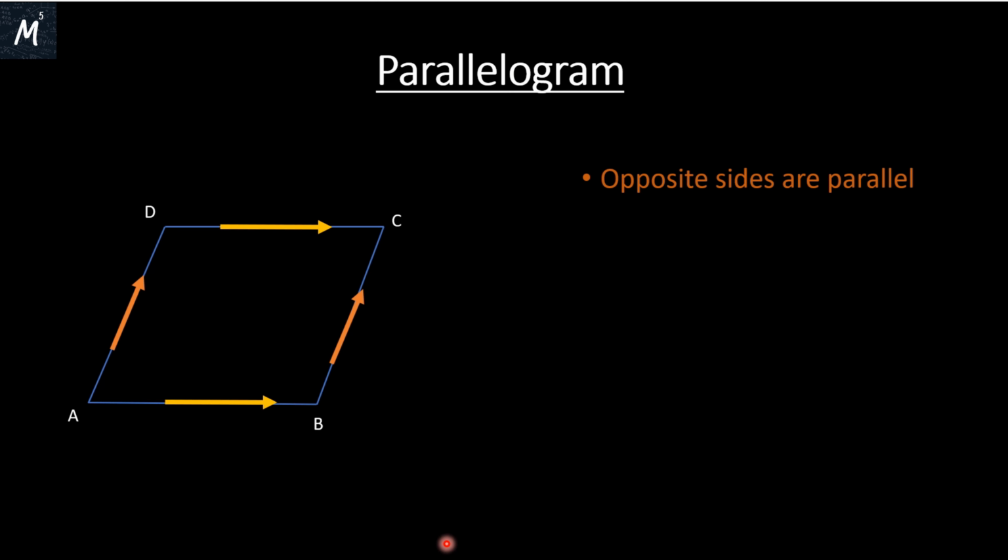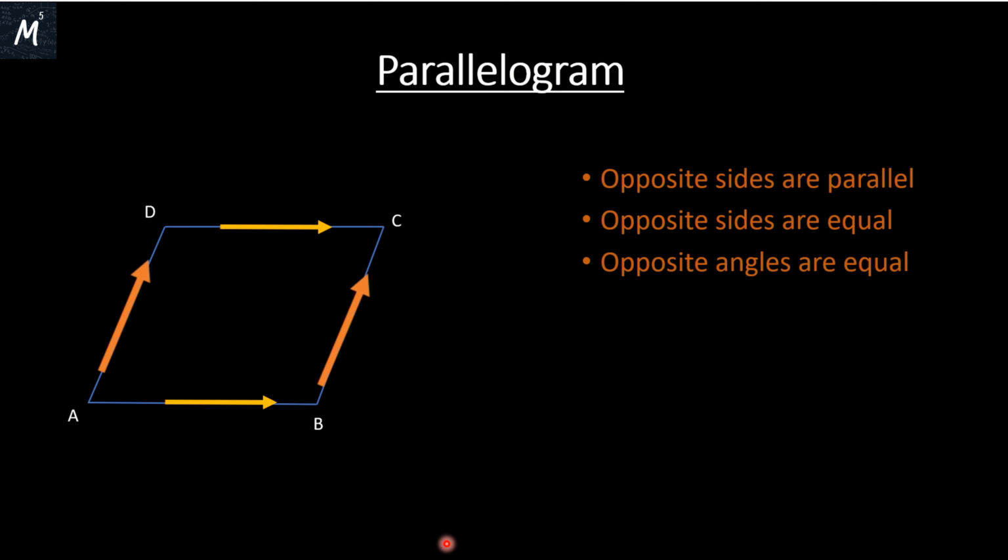First one is opposite sides are parallel. So both the pairs are parallel. Opposite sides are equal. So the first pair is AB and DC. They will be equal to each other. We have got another pair, AD and BC, which are also equal.